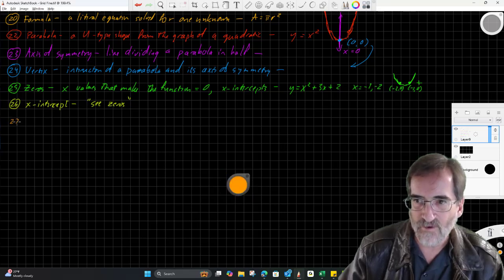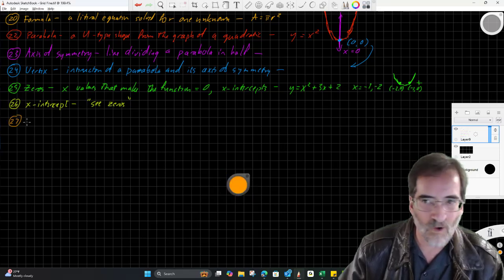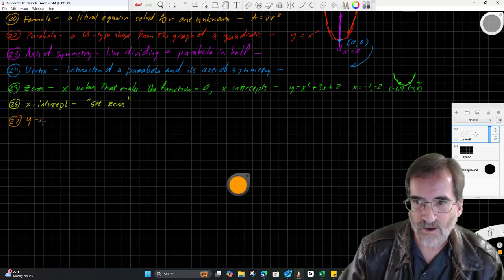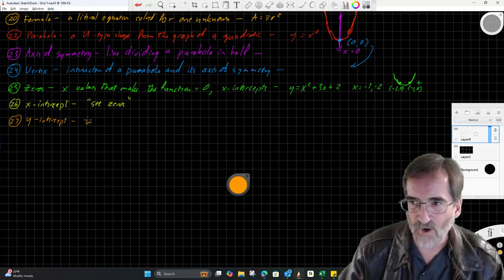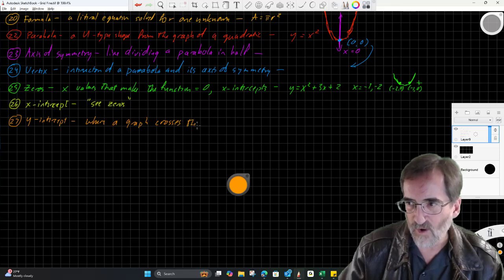27. Y-intercept. Y-intercept is where a graph crosses the y-axis.